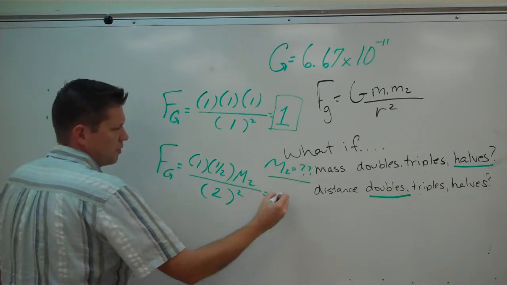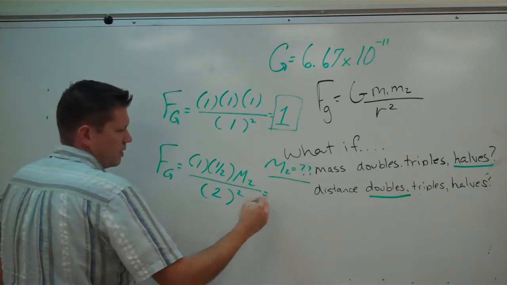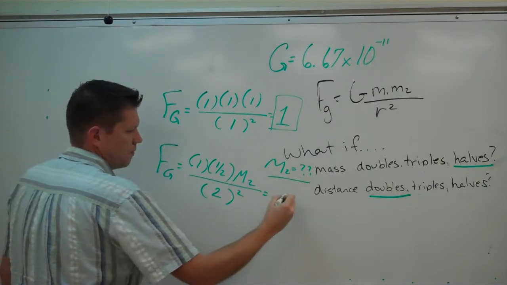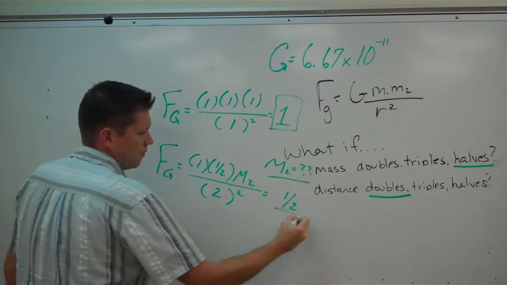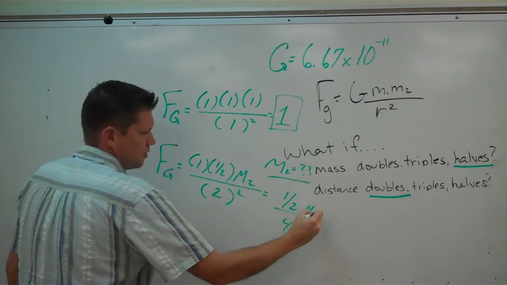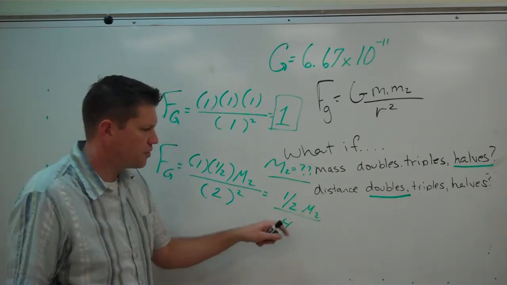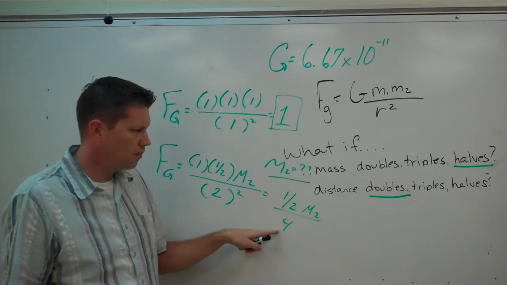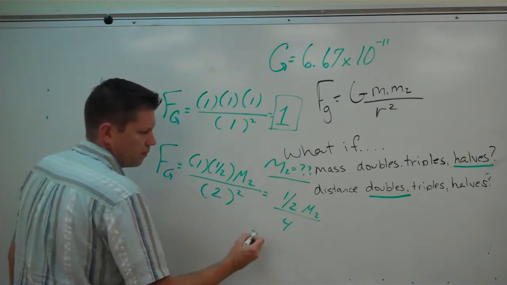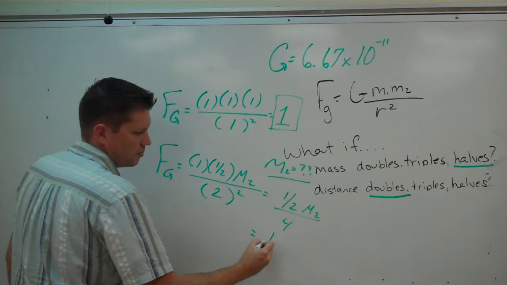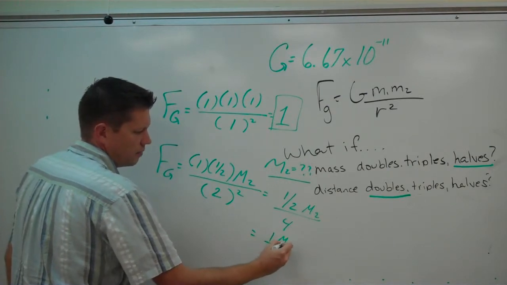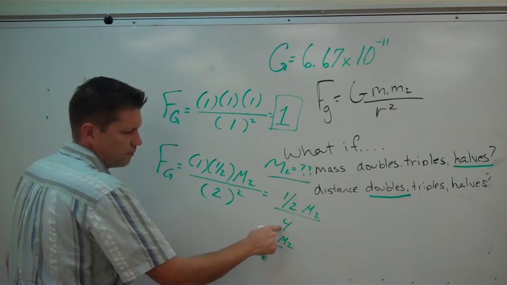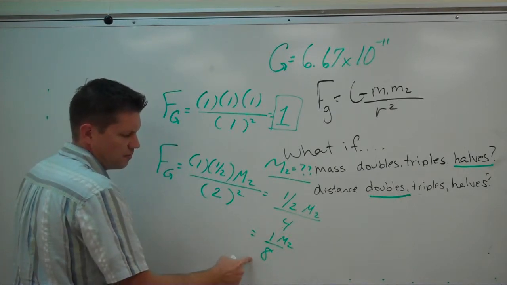So what does this clean up to? What we end up with is 1/2 divided by 4 times M2. So you could just try to figure out 1/2 times what generates a 4, or you can clean this fraction up to 1/8 times M2. 1/2 divided by 4 is the same as 1/8.